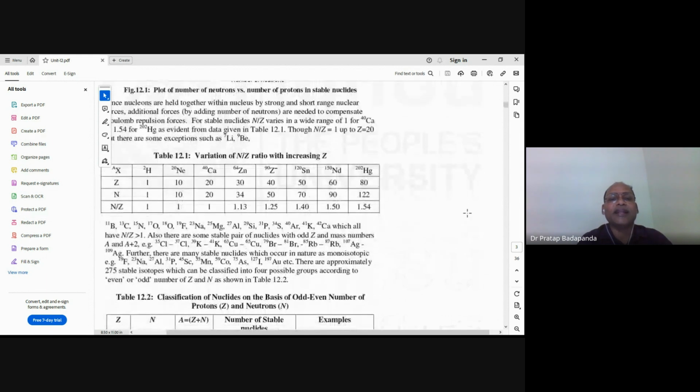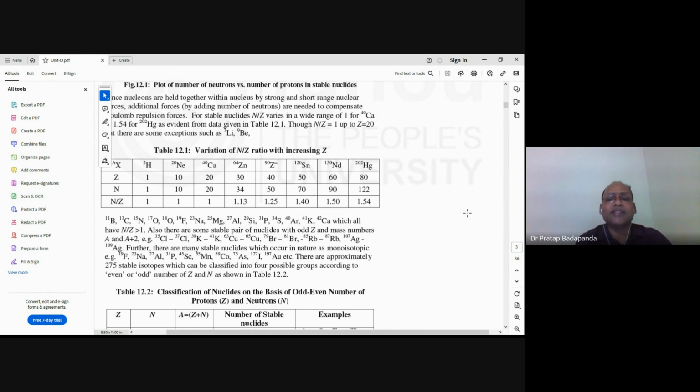So these are the things that you will see, a variation of N by Z, the neutron to atomic number ratio, with increasing Z. So if we consider here H2, you will see table 12.1. H2 means hydrogen, that is deuterium, where Z is equal to 1, meaning atomic number 1, and neutron is equal to 1, and N by Z is equal to 1, meaning the ratio is equal to 1. So here neon 20, 10, 10, 1 is the ratio. Calcium 40, 20, 20, 40. Zinc 30, 34, 1.13.